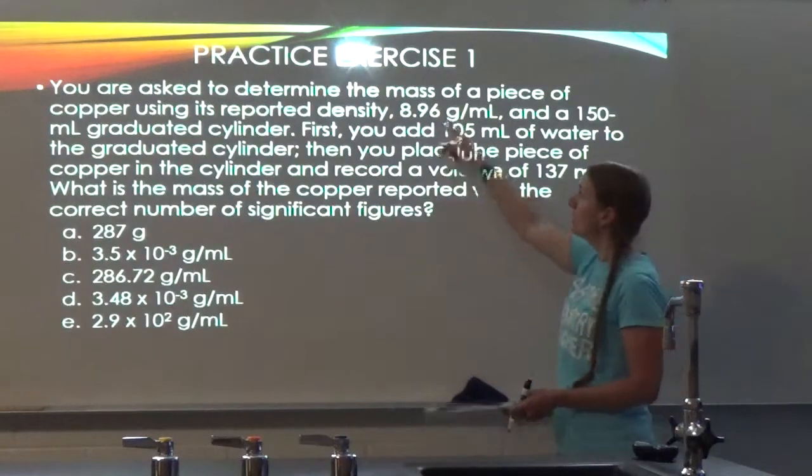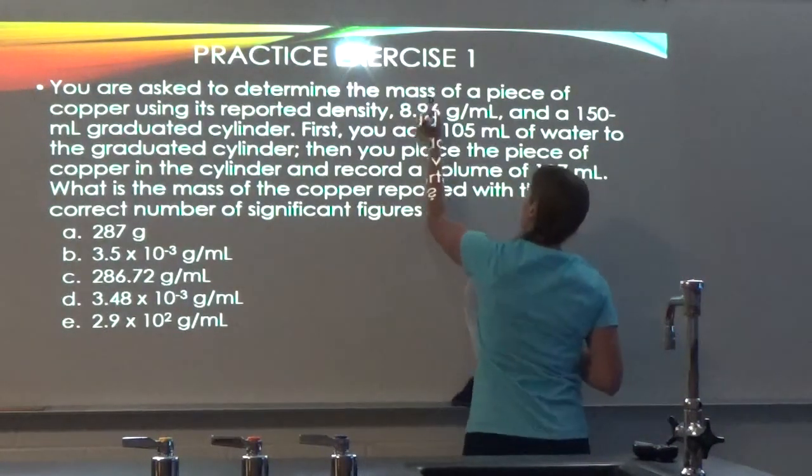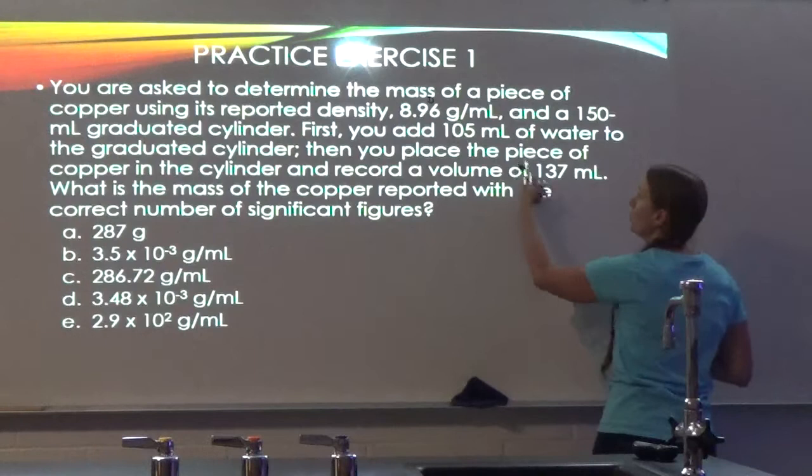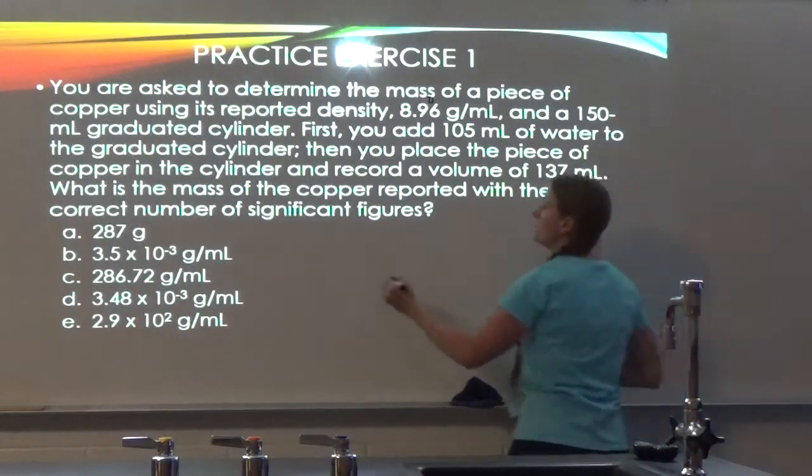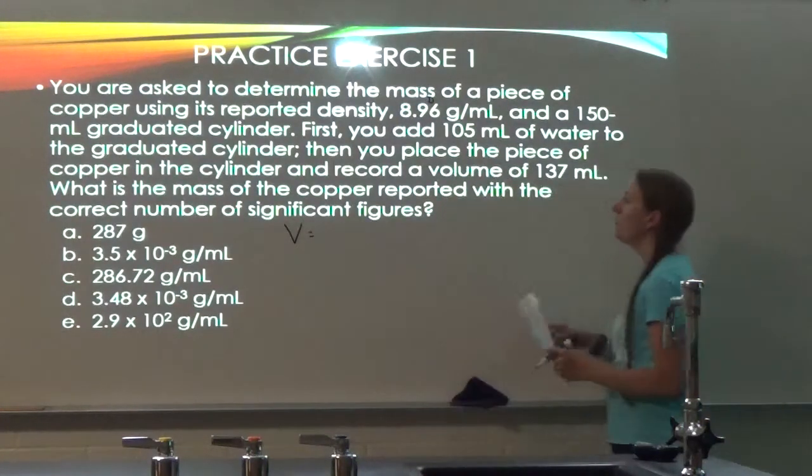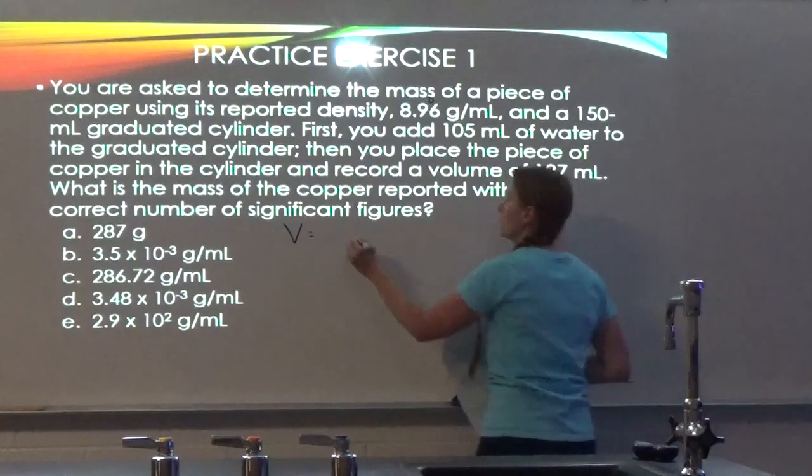Okay, so we have the density, and we can figure out the volume using these 2 numbers. So let's do that first. The copper and the water had a volume of 137 milliliters.